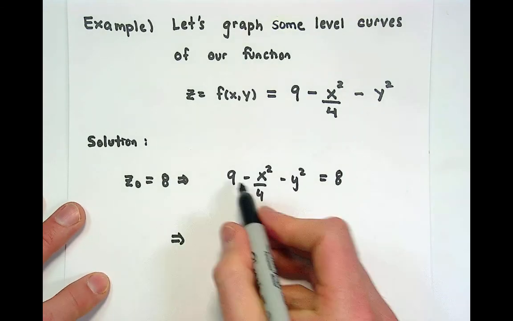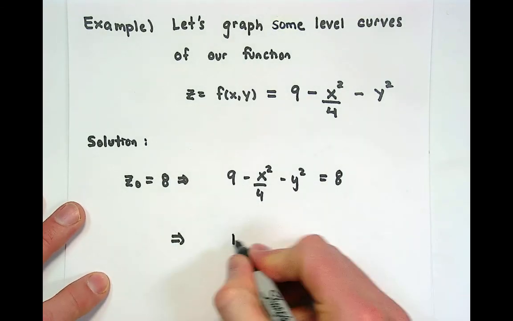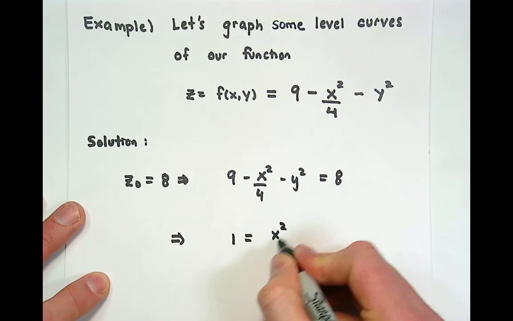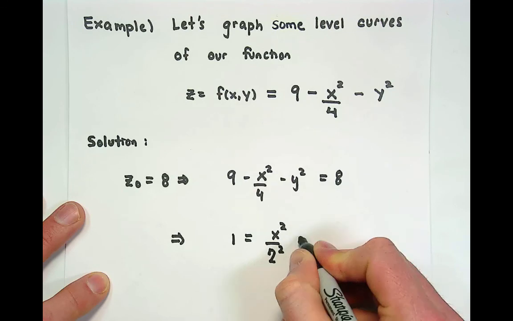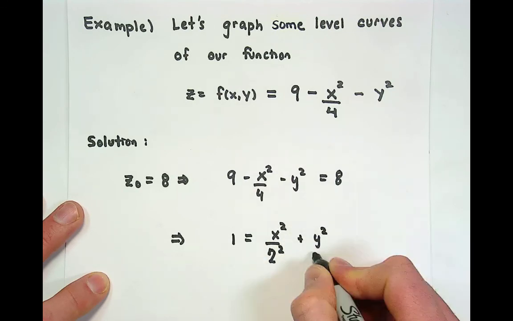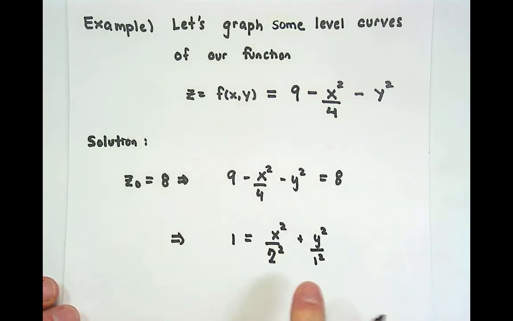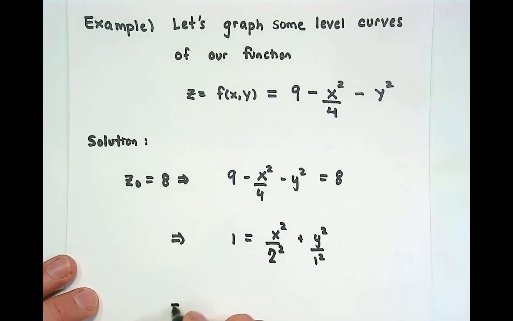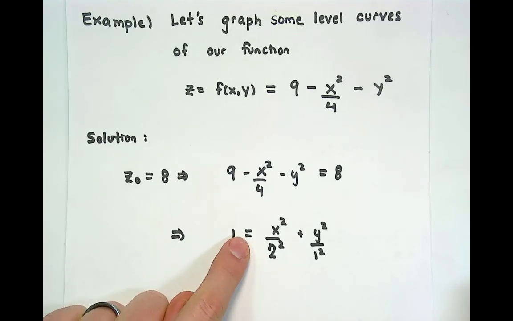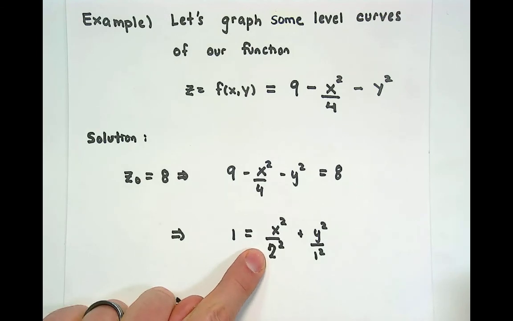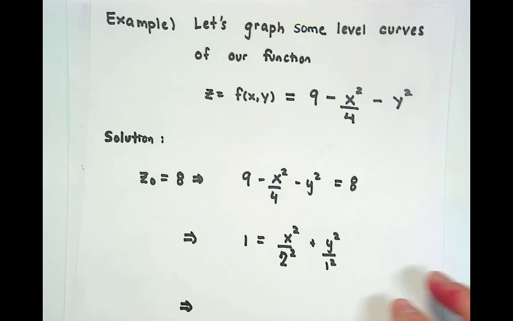And then, of course, we can do some math. So maybe we bring the 8 over to this side, and then bring the x squared and the y squared over to this side. If you don't mind, I'm going to go ahead and write this in its standard form immediately, and we'll call this 1 squared. Now, what we see is that the contour plot associated with this z0 value of 8 is the ellipse centered at 0, 0 with values 2 in the x semi-axis and 1 in the y semi-axis.